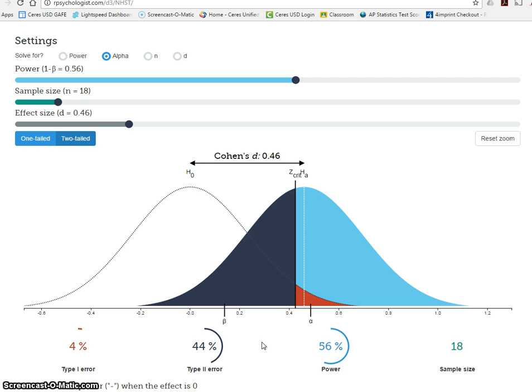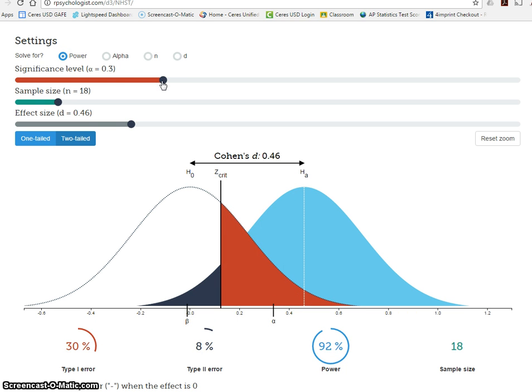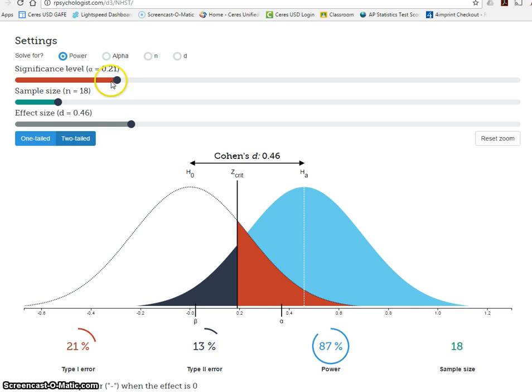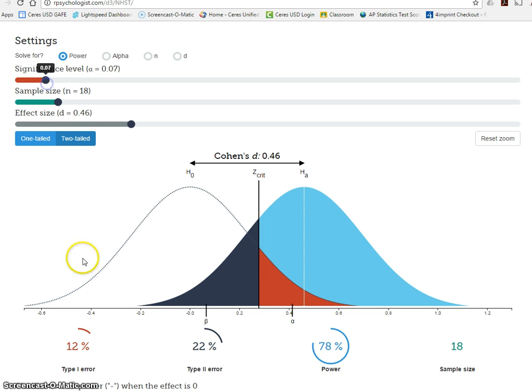If we lower our alpha level, okay, remember, the probability of getting a type 1 error is the alpha level. If we lower our alpha level, first let me start really high. If we lower our alpha level, our type 2 error goes up. Our type 2 error goes up, right? Lower alpha level, type 2 error goes up.